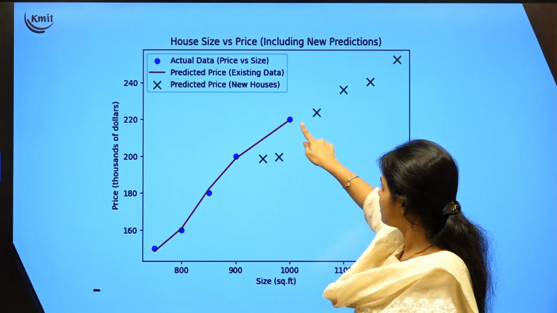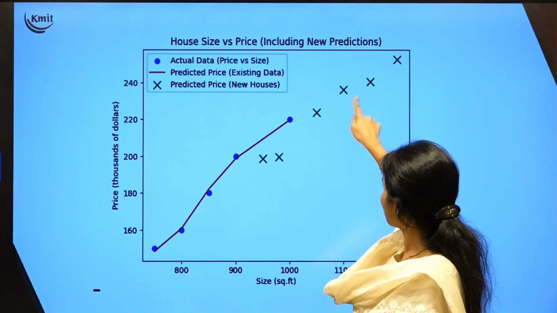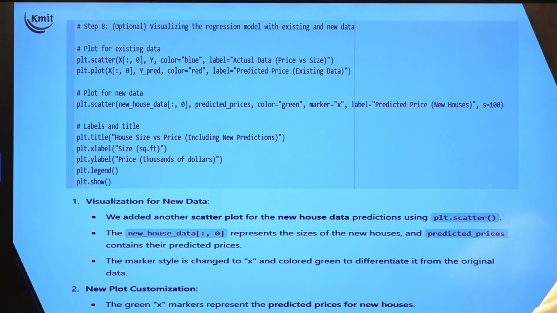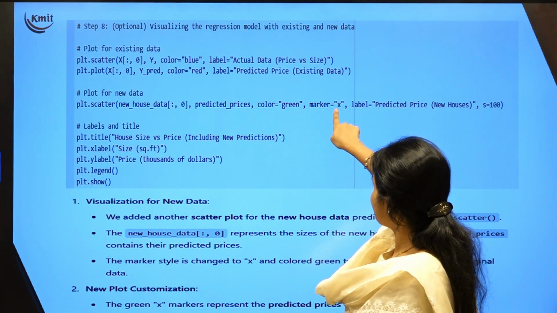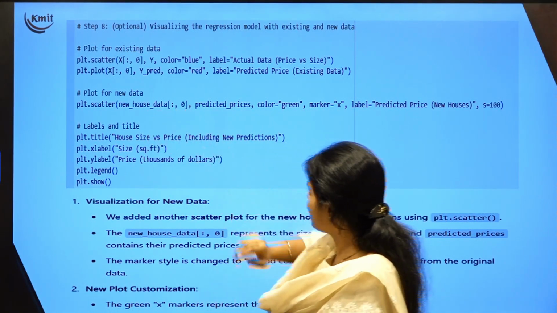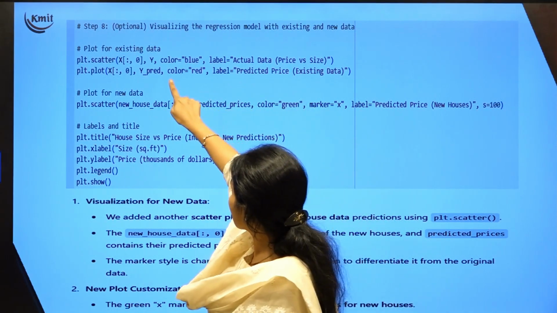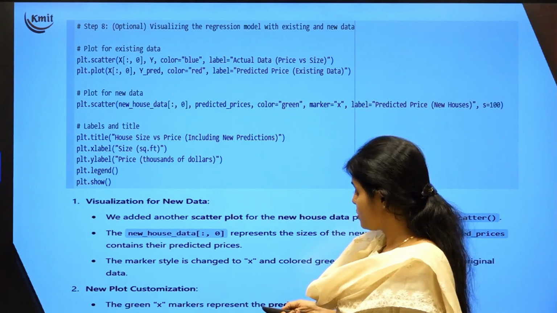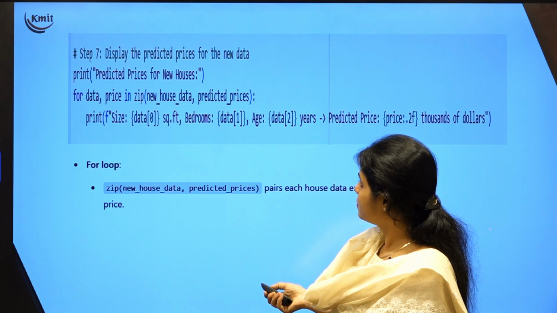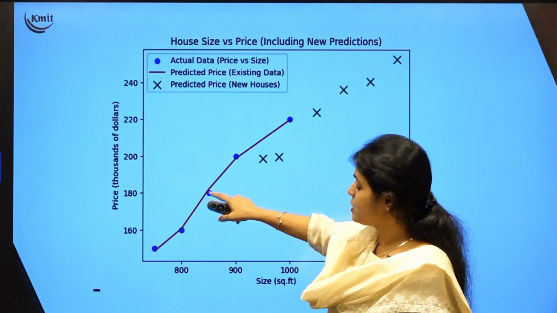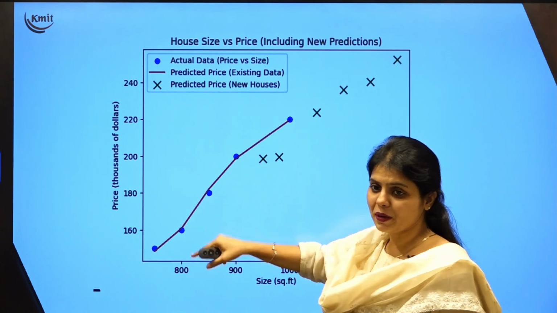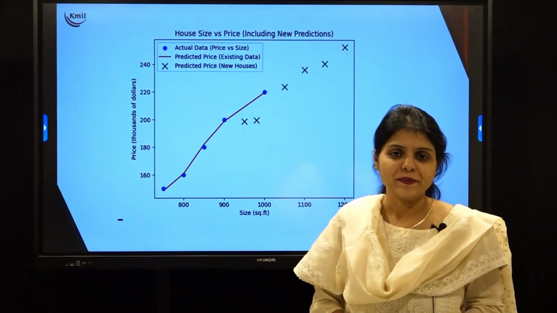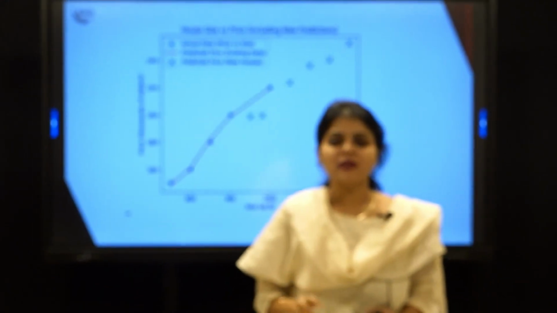This line is nothing but y predictions. The red line is nothing but the predictions, and these green cross marks are for the new x values, showing the predicted values. I am taking green marker x for new house data plotting, and then I am printing my line graph for the predictions and scatter plot for the actual data. So blue dots for the actual data, red line for the predictions, and these cross marks are for new x values' predicted y. This is how we implement multiple linear regression.